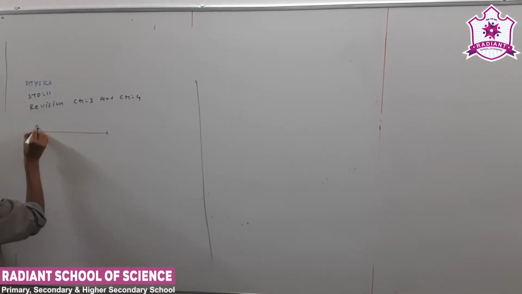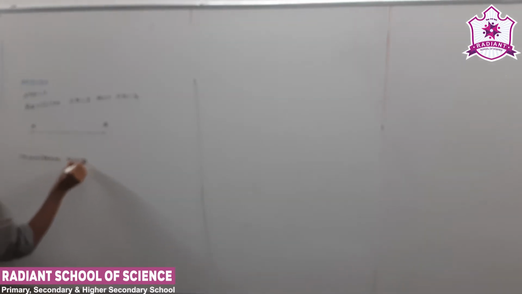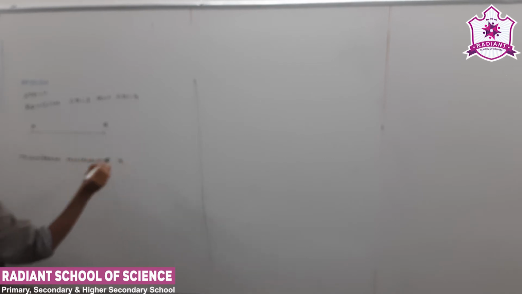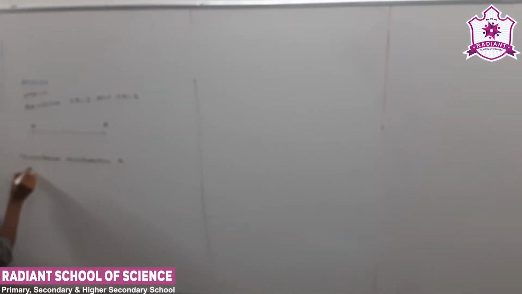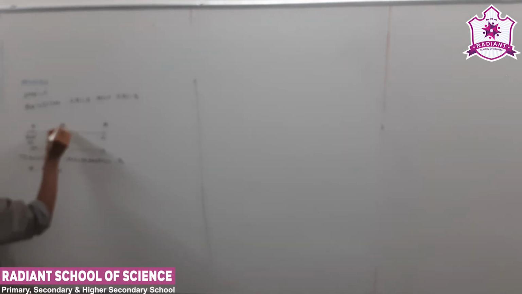Now see, a train travels with a uniform acceleration. The distance between two stations A and B is L. Let us say when the train was here, the velocity is v0, and when it moves to B, the velocity is v. We have to calculate the velocity at the midpoint.